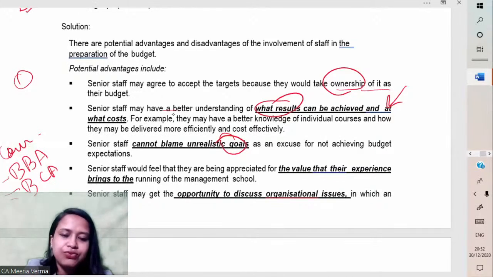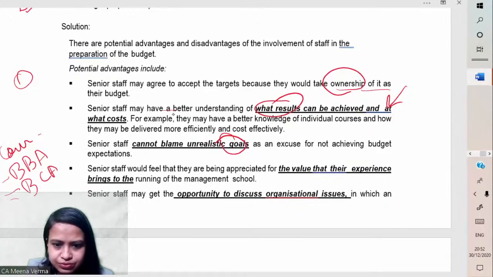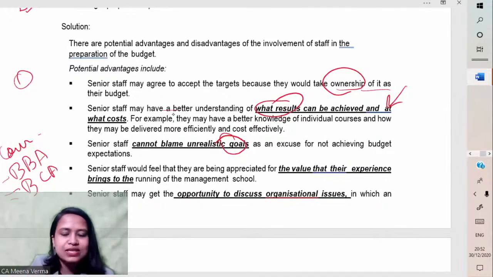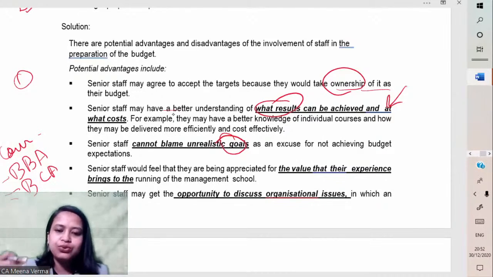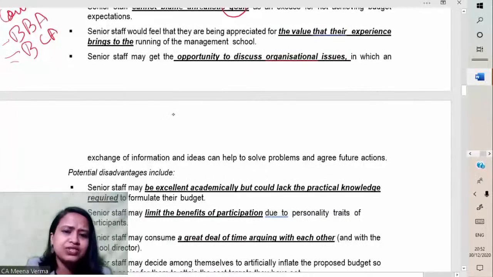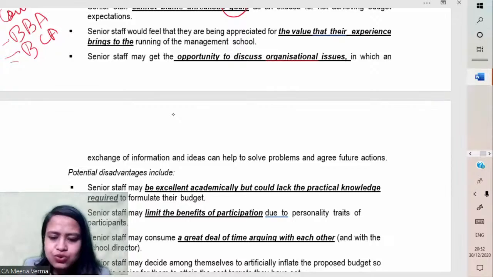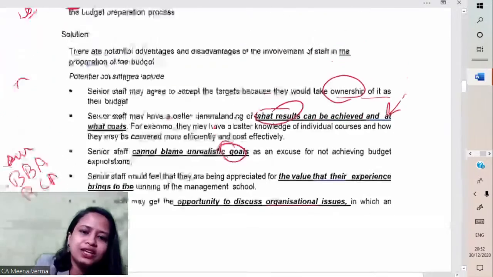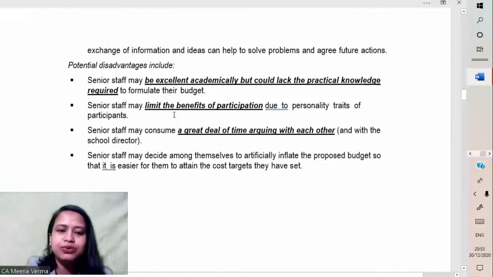Now, senior staff would feel that they are being appreciated for the value that their experience brings to the running of the management school. Since a person in senior management obviously has more experience compared to the other people who are working, he can help you to prepare the budget in a better way. And a senior manager can discuss the organizational issues in a better way. He knows everything about the organization. In this way, everything can help you in preparing the budget.